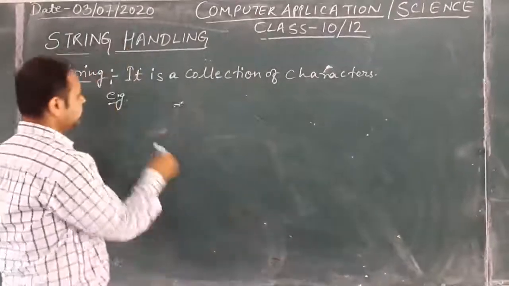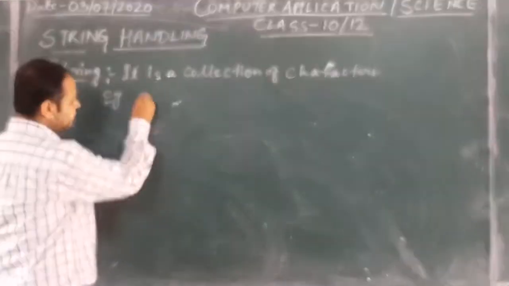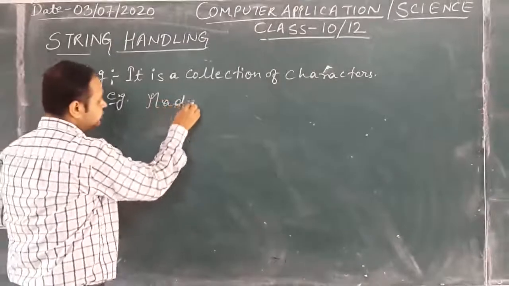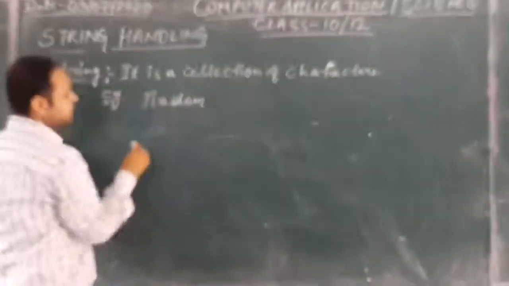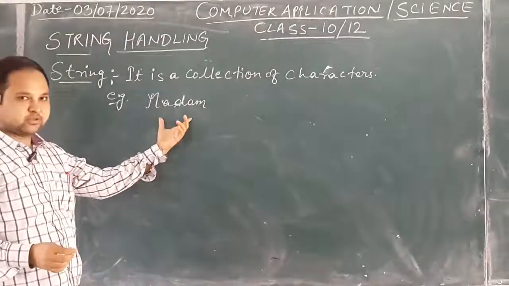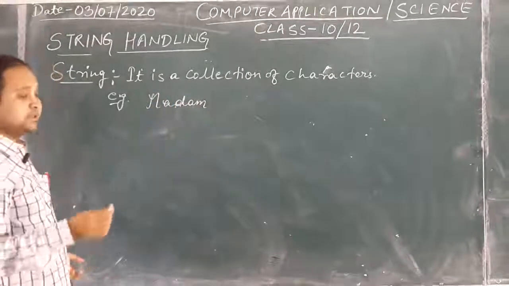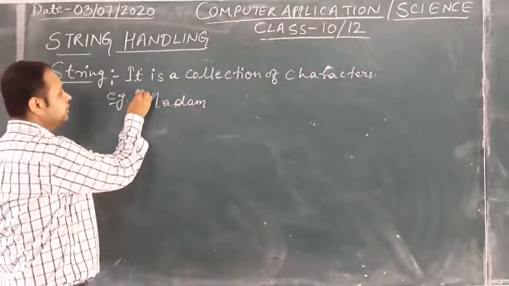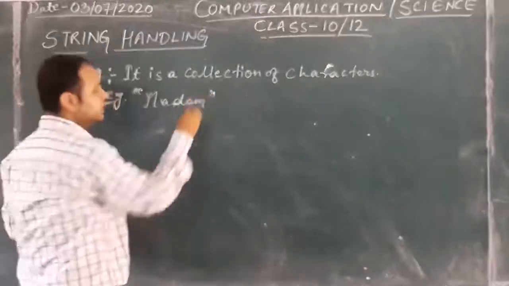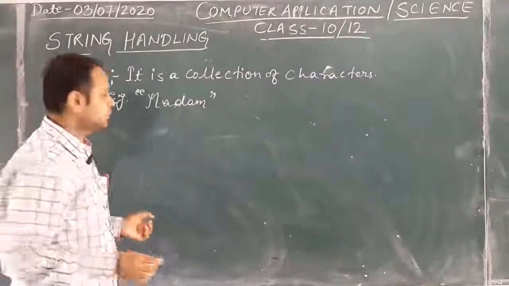Suppose I take an example, for example "madam". Here you can see that it is a collection of alphabets, so it is called a string. Strings are always written within double quotes and this is known as a string literal.